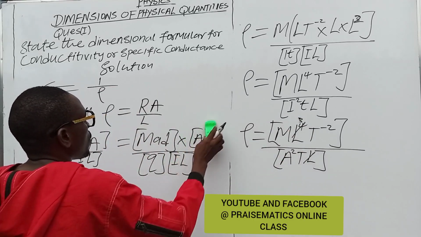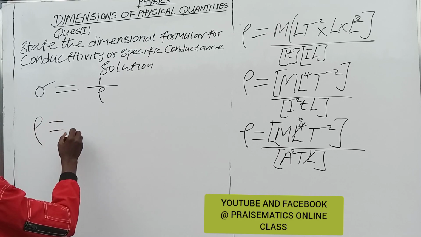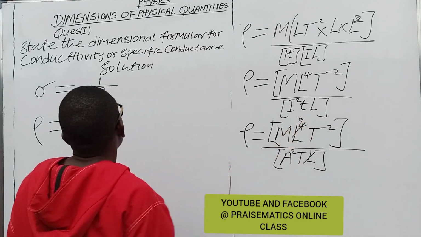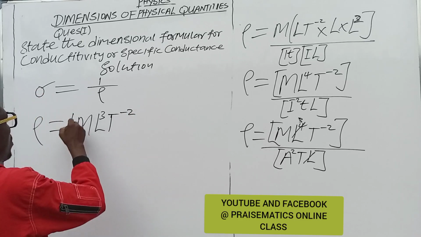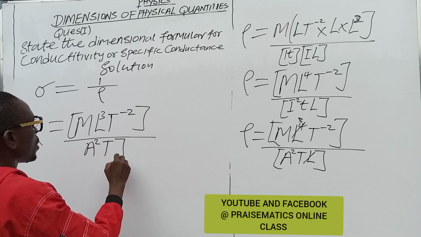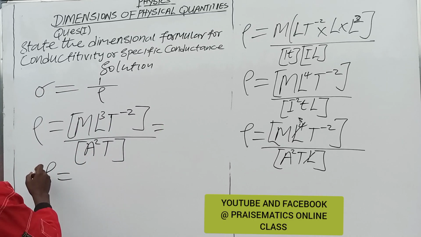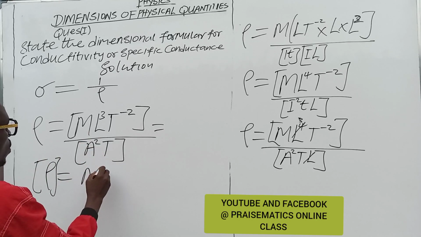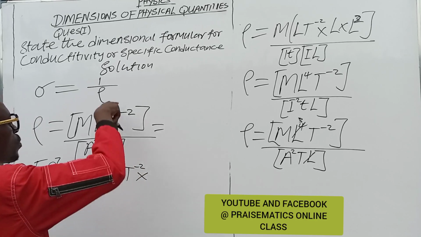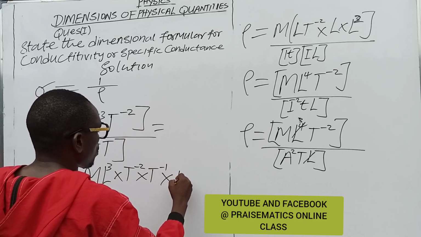So we now have that resistivity is equal to M raised to power 1, L raised to power 3 after this one has cancelled, T raised to power minus 2, over the dimension of A raised to power 2, T raised to power 1. This rho is equal to M raised to power 1 multiplied by L raised to power 3 multiplied by T raised to power minus 2, multiplied by T, which will climb up to minus 1, T raised to power minus 1, multiplied by A raised to power 2, which will climb up to A raised to power minus 2.